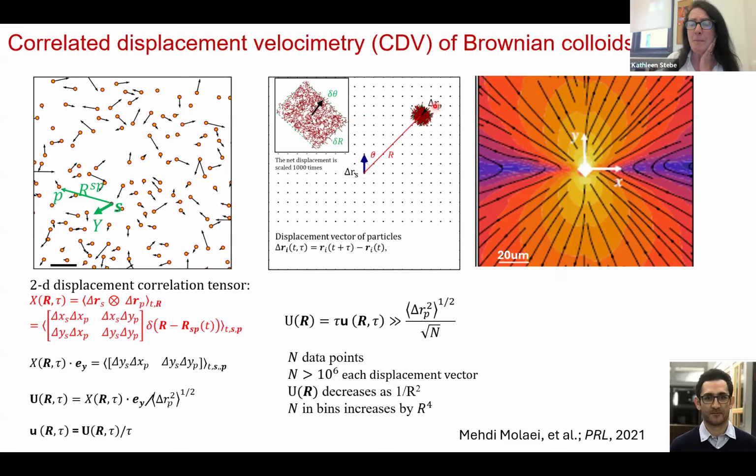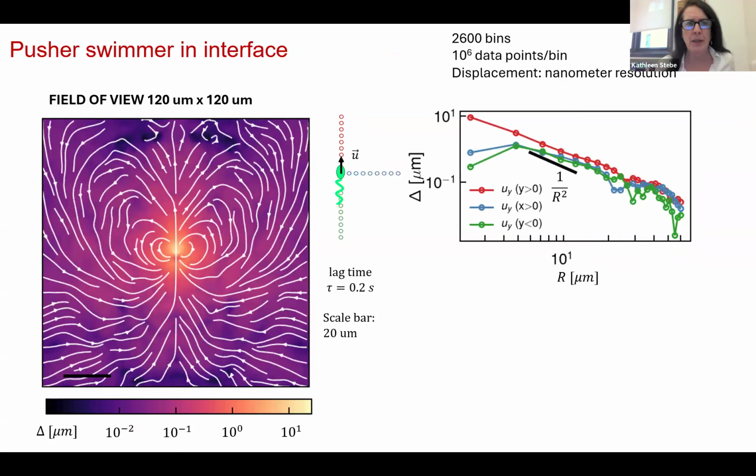So she used this correlated displacement velocimetry to image the displacement field, and that divided by the lag time is the velocity field generated by a swimmer in the interface. And we see it has some really interesting characteristics. It decays as 1 over r squared as expected, and it has a complex flow field, pulling in and being expelled from the swimmer, and these beautiful lobe-like structures that are generated around the swimmer. So we have the expected decay for a dipolar field, but not the expected shape.